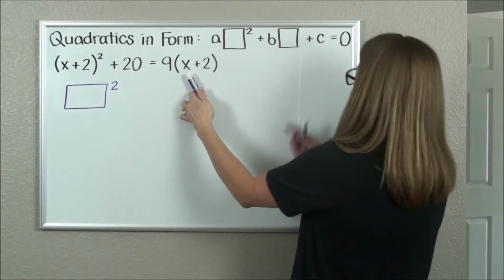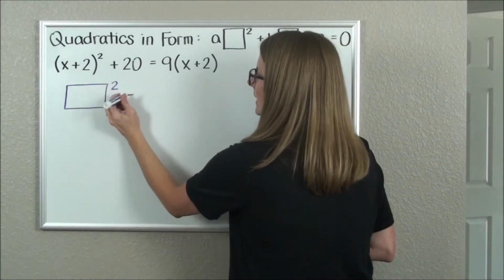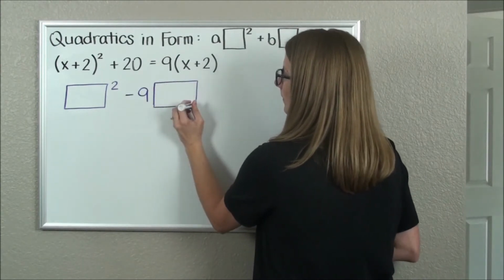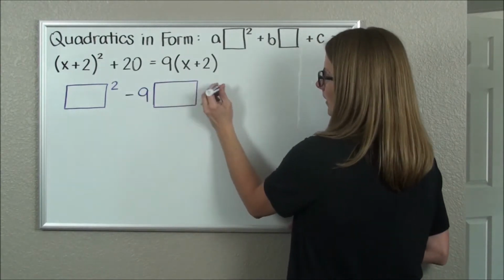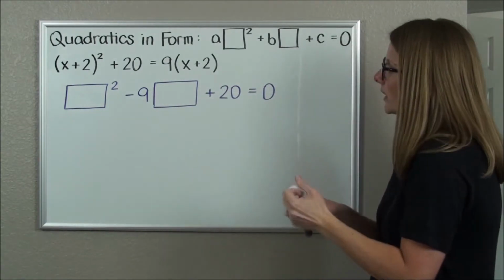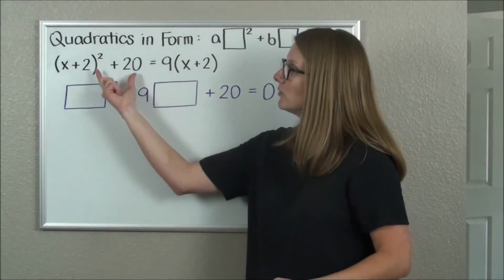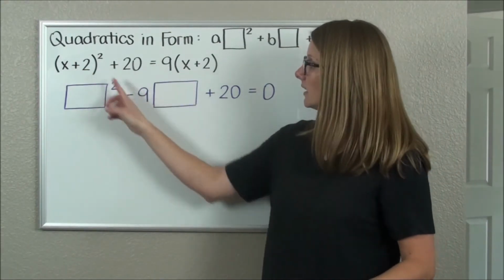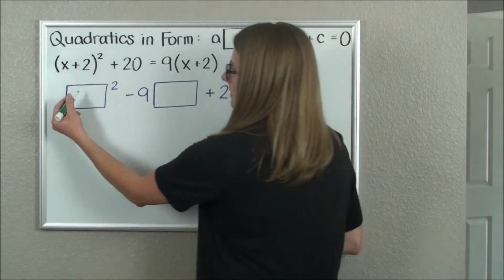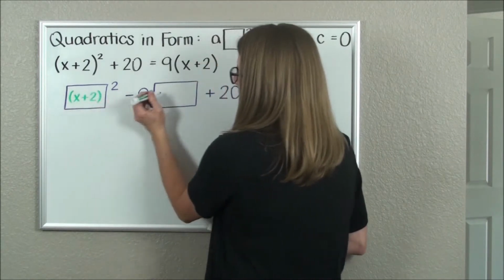Now I'm going to want this to be equal to 0, so let's imagine moving this to the other side. It would be minus 9 times something plus 20 equals 0. So again, I've taken this 9 times x plus 2, I've imagined moving it to the left, subtracting it, so now it's minus 9. And imagine what goes in the boxes. It's the parentheses stuff. So in the box goes the parentheses stuff.